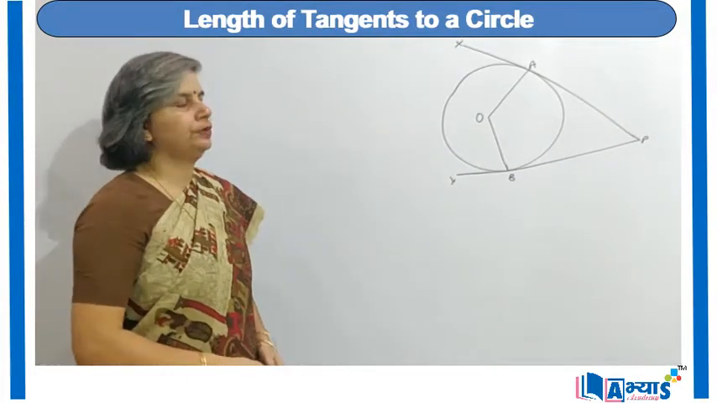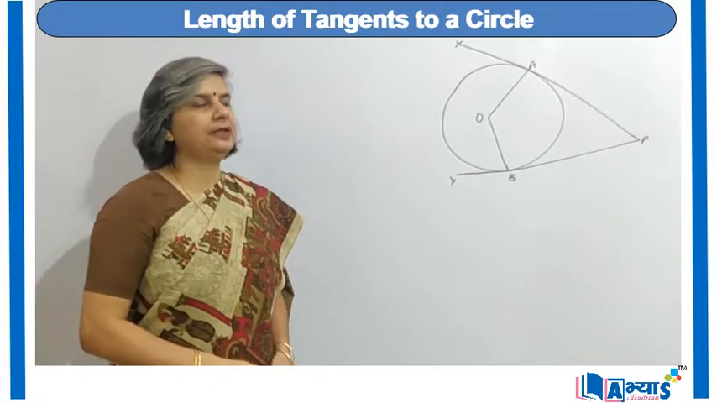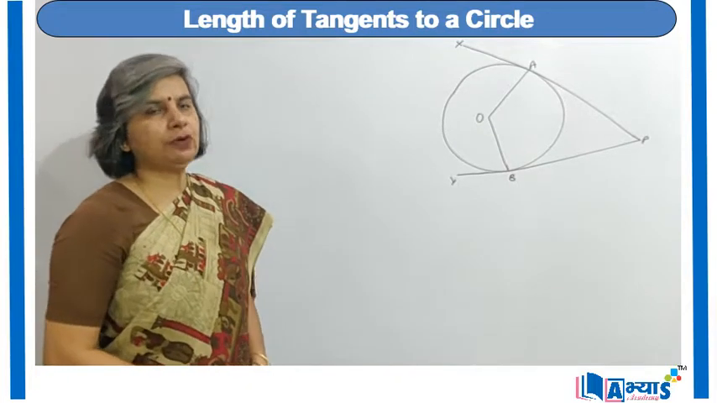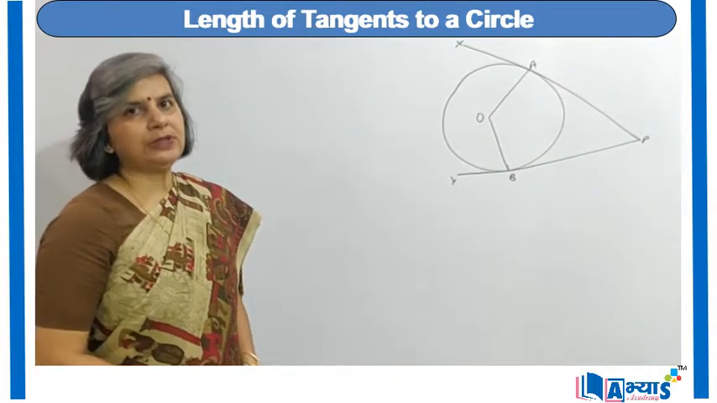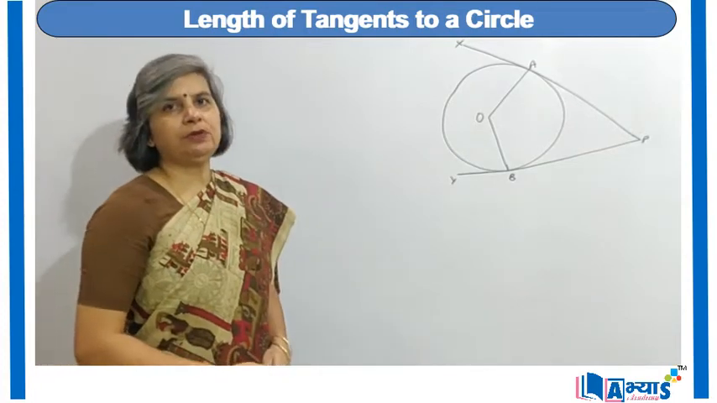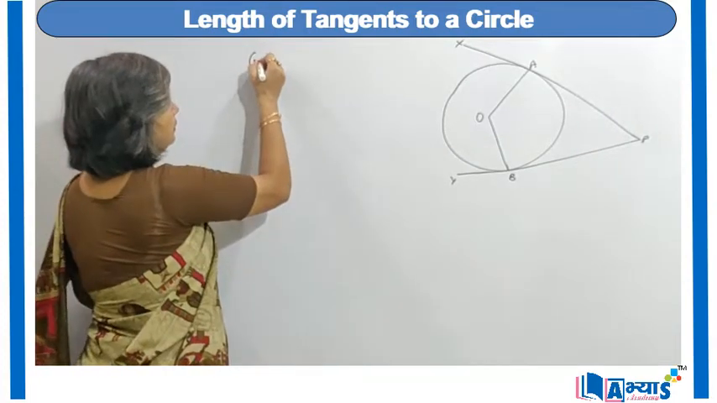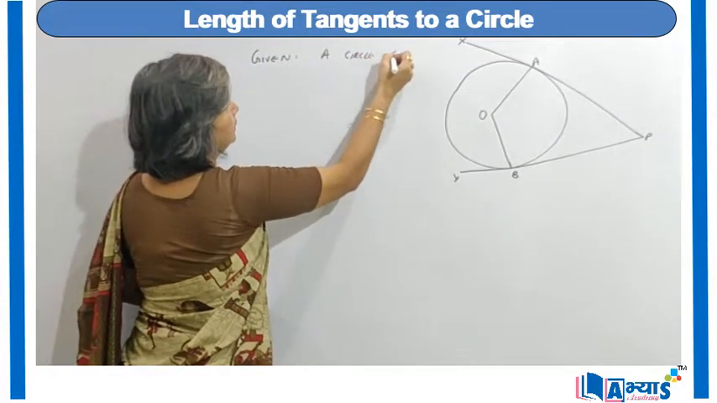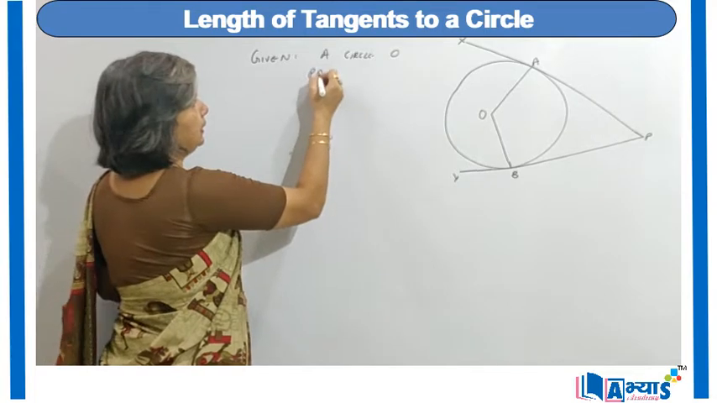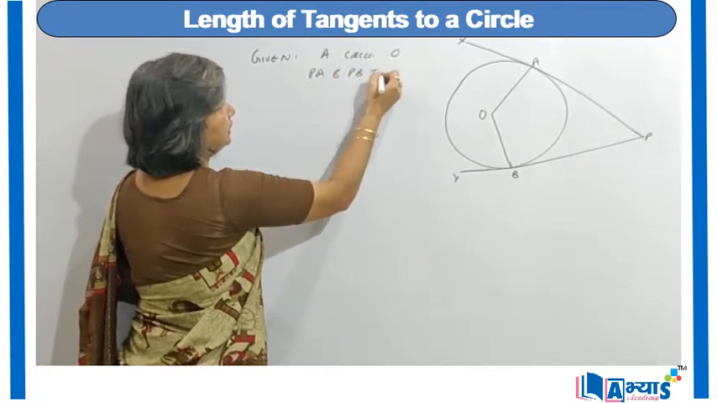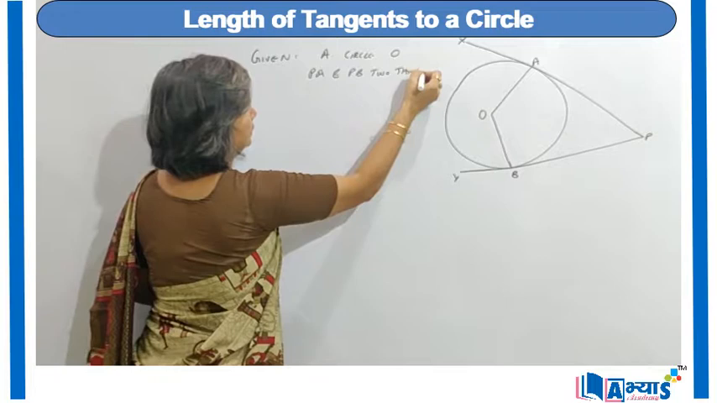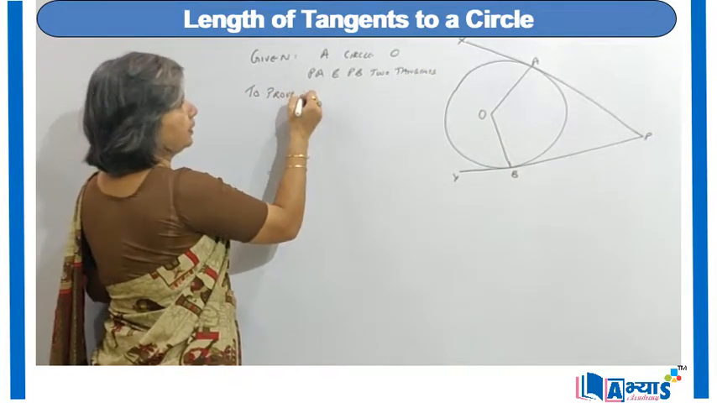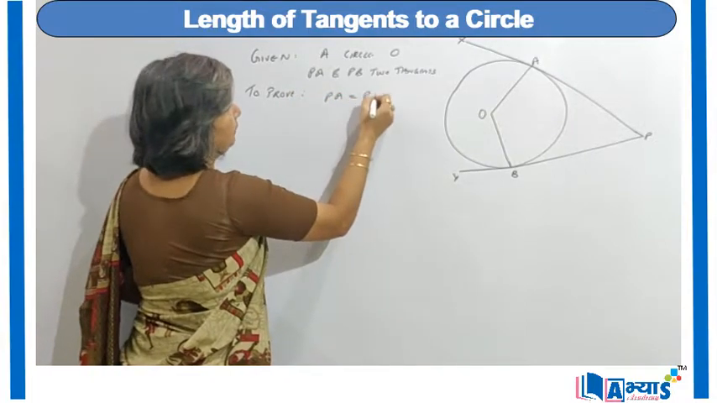Now let us prove the theorem. The theorem states that the lengths of the two tangents from a point will be equal. That means if we draw two tangents from a point P, the lengths of the two tangents will be equal. That is, PA will be equal to PB. So we are given a circle with center point O, and PA and PB as two tangents, and we have to prove PA is equal to PB.